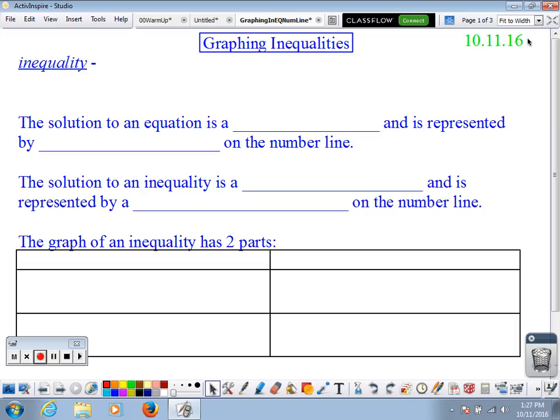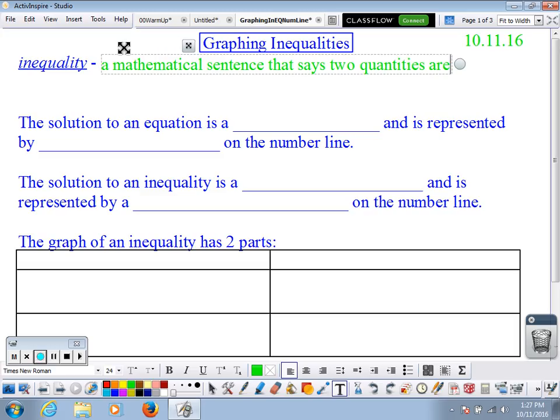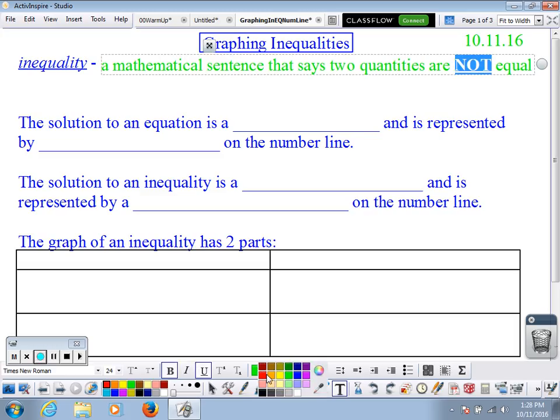An equation says that these two quantities are equal to one another. An inequality takes those two quantities and says that they are not equal to one another. So an inequality would be a mathematical sentence that says two quantities are not equal. Okay, absolutely, positively, 100% not equal to one another.